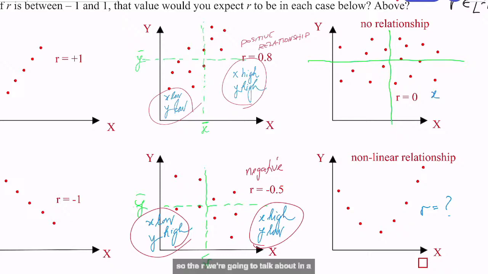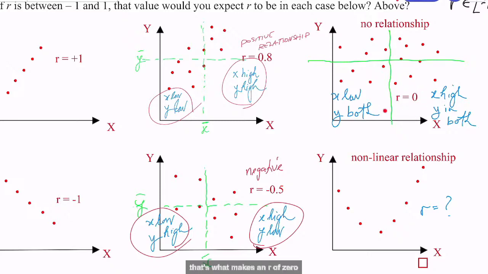So the R we're going to talk about in a second how to calculate it, but I'm showing you what it's capturing, okay? So here, if x is high, above its mean, y is in both. And if x is low, y is in both, high and low. All right, there's 4 and 4. So that's what makes an R of 0. It's not a clear pattern. There's no relationship, no linear trend.